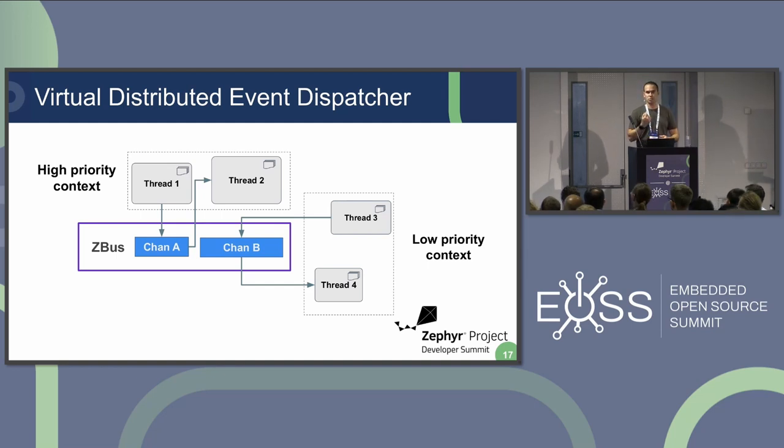So it can happen because the event dispatcher is distributed, it's not central. If we have just one event dispatcher, it could happen some kind of priority inversion like that, because you would have a low priority thread communication preventing a high priority thread communication to happen. So the distributed event dispatcher is good for that as well, and it's really interesting.